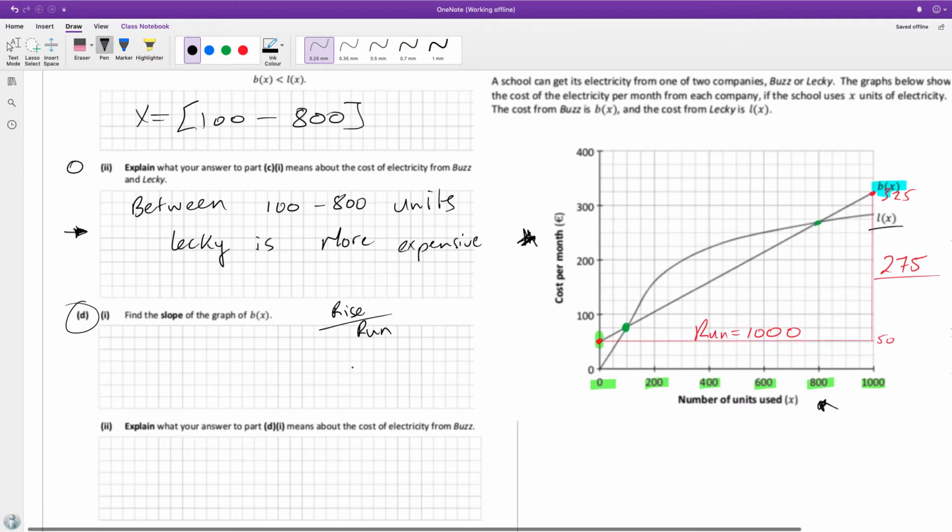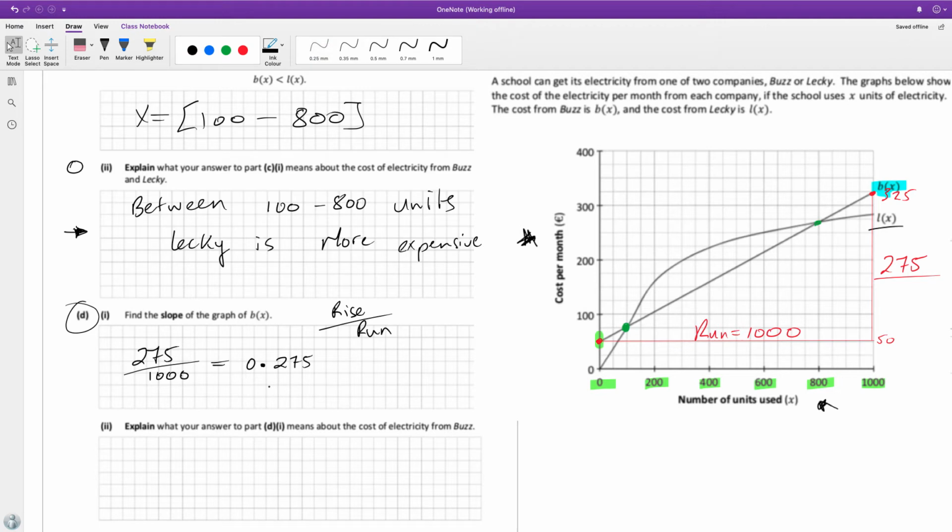Relax for a second. Right, so what's our rise? Our rise is 275. My run is 1,000. Break it down in your calculator. Put 275 over 1,000 into your calculator. What are we getting? 0.275. That's your slope. There's 5 more marks. That comes up most years. Very important.